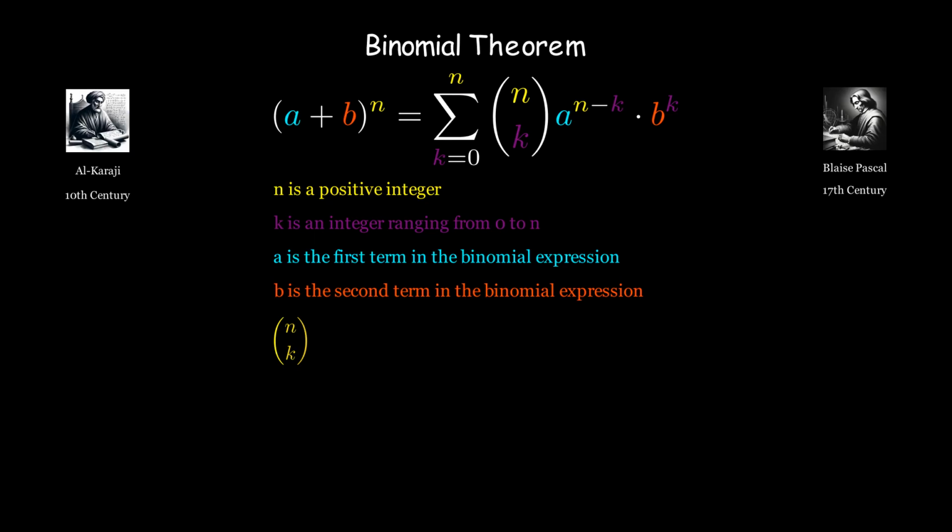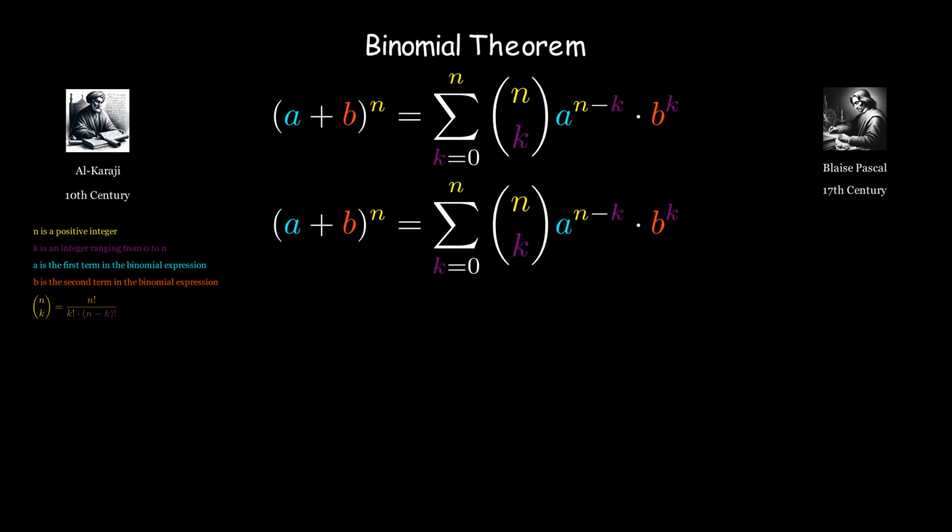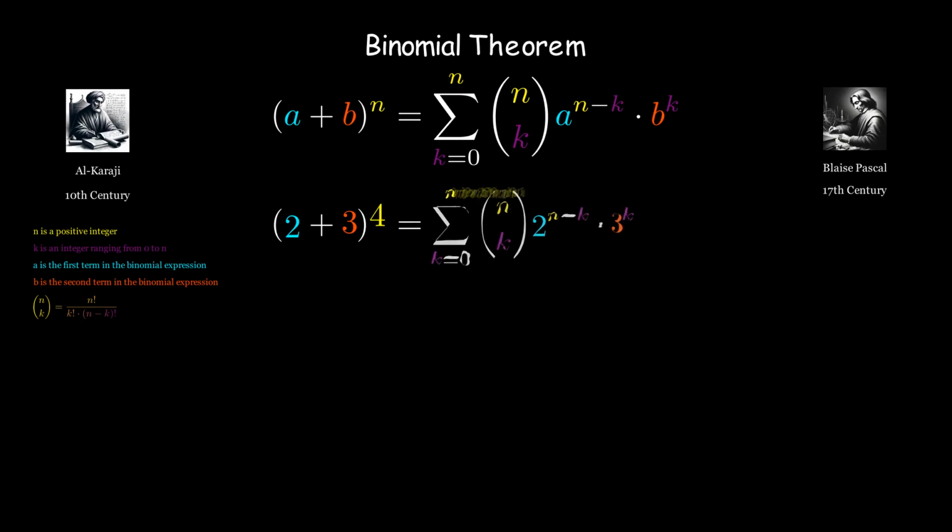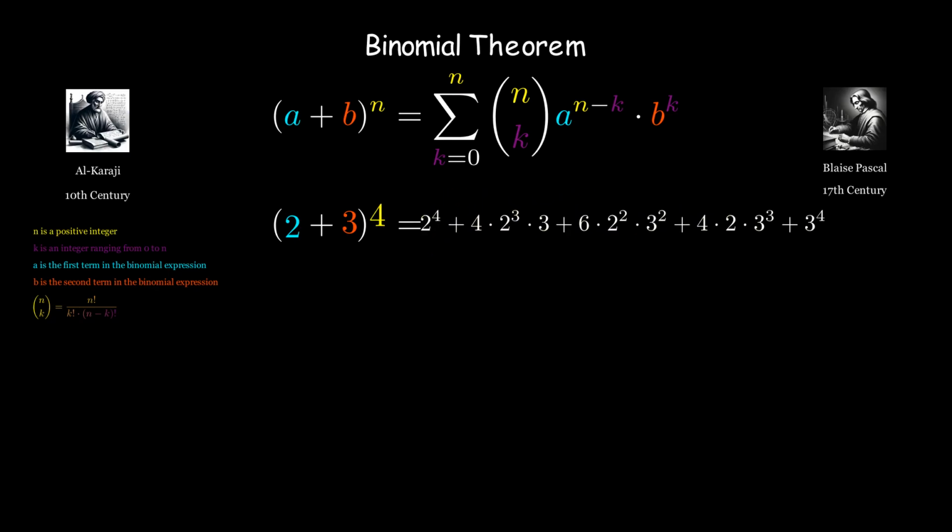Recall that it is the number of ways to choose k elements from a set of n elements and is given by the formula n factorial divided by k factorial times (n - k) factorial. Let's take an example. If we substitute 2 for a and 3 for b with 4 for n, we get 2^4 + 4 times 2^3 times 3 + 6 times 2^2 times 3^2 + 4 times 2 times 3^3 + 3^4, which after further simplification comes out to 625.